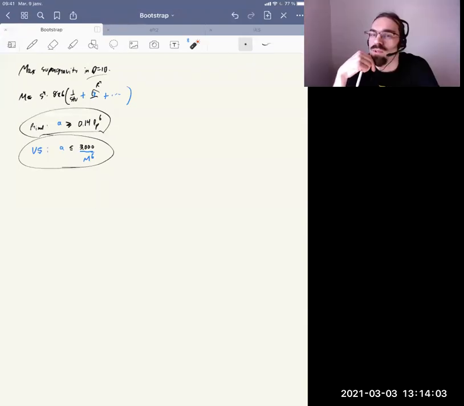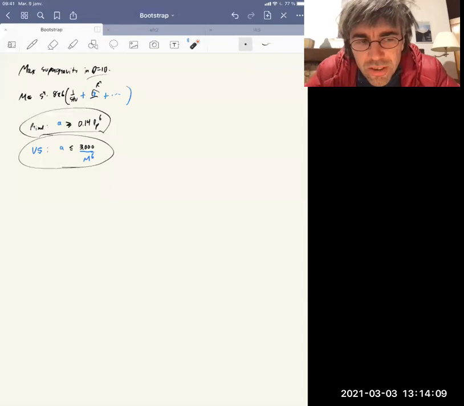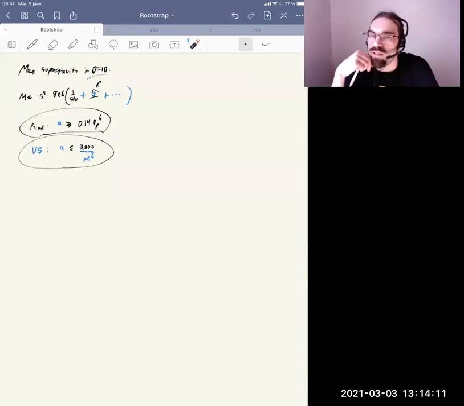No, the UV completion could be strongly coupled. But what we're ruling out is weakly coupled infrared Galileans. This is ruled out. Period. And if you have strongly coupled infrared Galileans, then at some level you don't really know what you're talking about, because what does it mean to have a strongly coupled low energy theory?